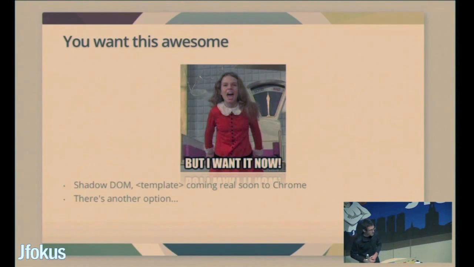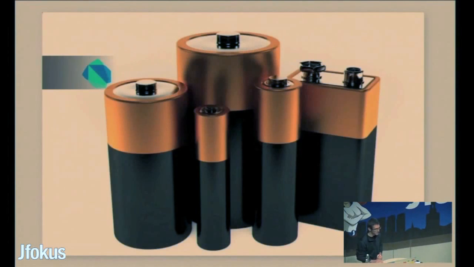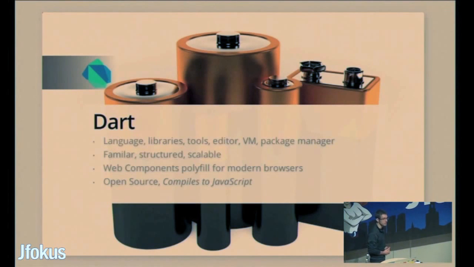But there is another option to bring this stuff alive today. And of course, one new family of exciting features, why not two? Let's up the ante. So this is where we start to talk about Dart. Now, Dart is our batteries-included platform for building structured, scalable web apps. It's much more than a language. There's libraries, tools, a virtual machine, an editor, a package manager. And it all compiles to JavaScript, so it deploys across the modern web.